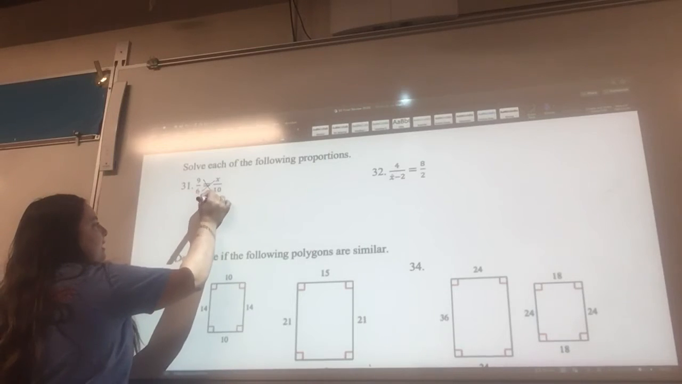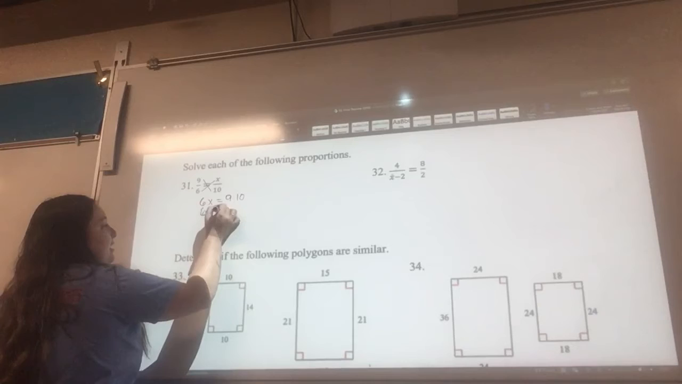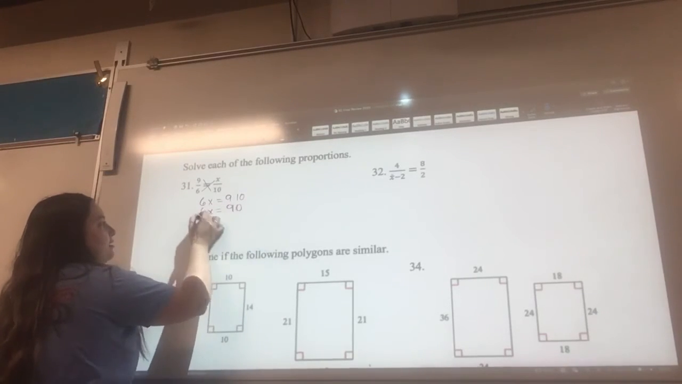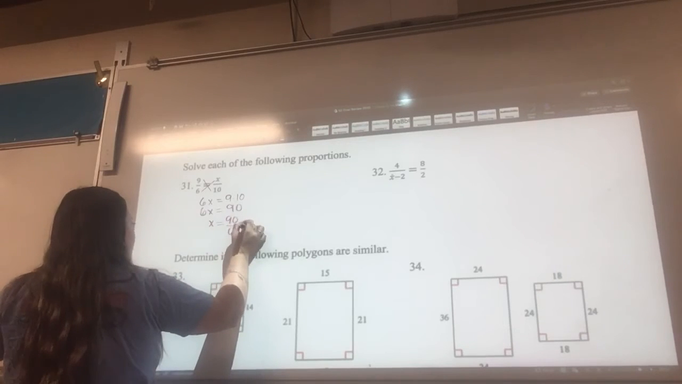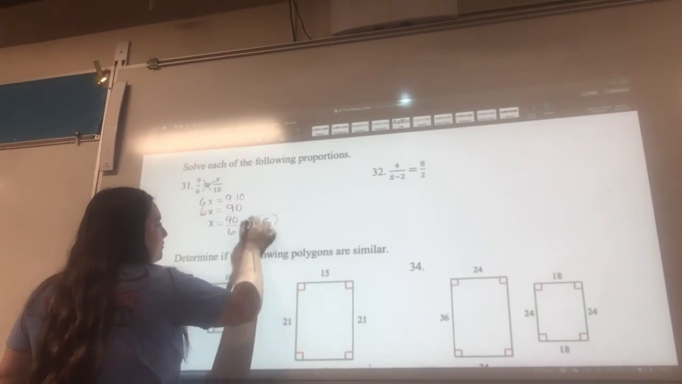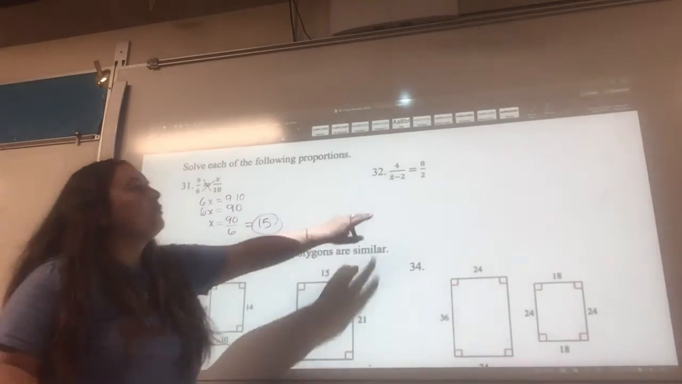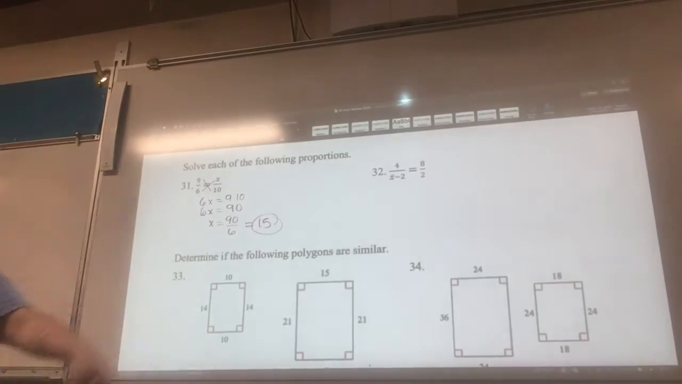So saying 6 times x equals 9 times 10. 6x has to equal 90. Divide by 6, x equals 90 over 6, which is equal to 15. Do the same thing, but remember, distribute the 8 to the x and the -2. Help you set that one up.